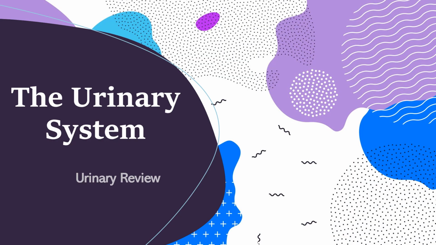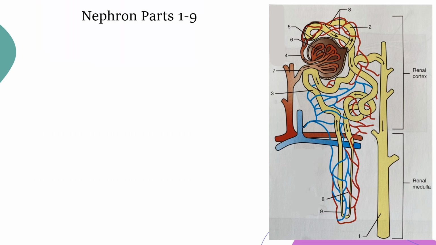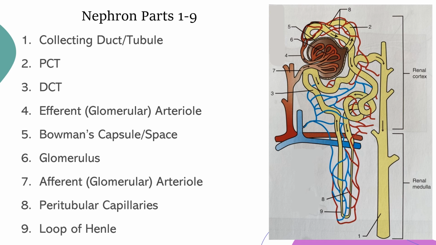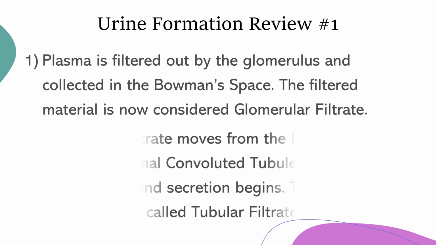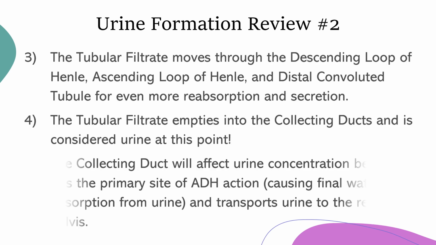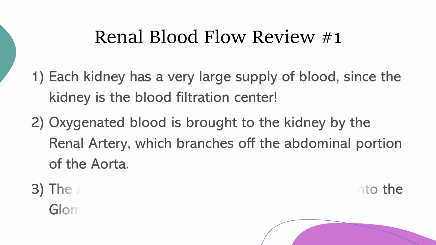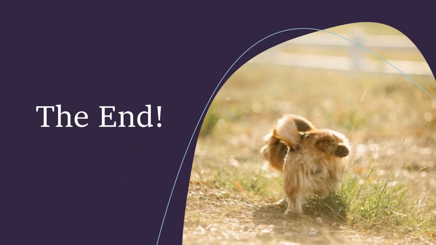All right, in class, we went ahead and did a breakout, and we talked about the functions of the kidney. You guys can look through this and do this on your own if you'd like. We broke apart the parts of the nephron. We talked about reabsorption and secretion. We did reviews of the urine formation and all that, as well as the renal blood flow review. So if you're able to do this on your own, then you did great. All right, this also is an example of the urine formation video.